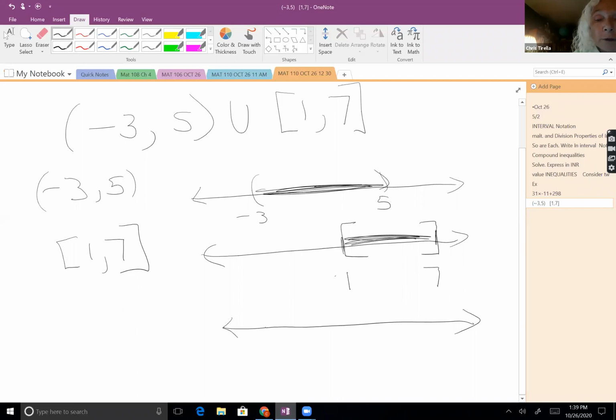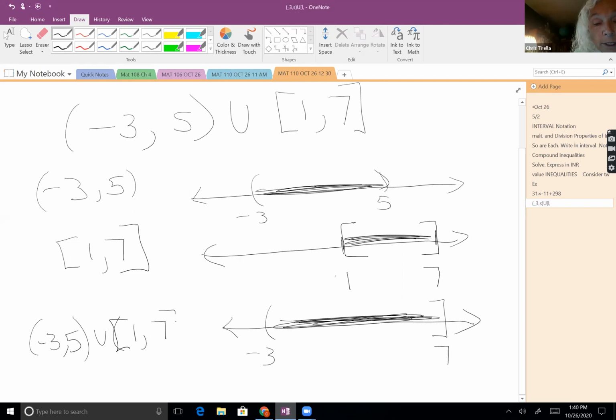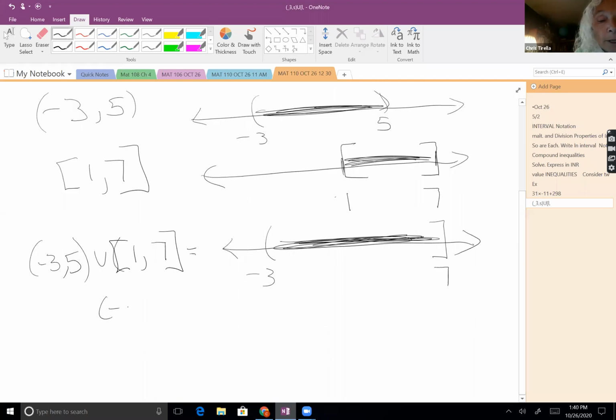So when I combine those, the smallest would be -3. The largest would be 7. I'm not equaling -3. I am equaling 7, and I want everything in the middle. So this one, -3, 5 union 1, 7 would be equal to open at -3, closed at 7, because I'm just putting them together.